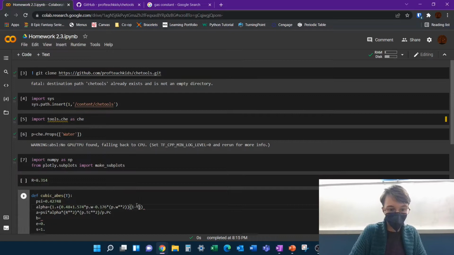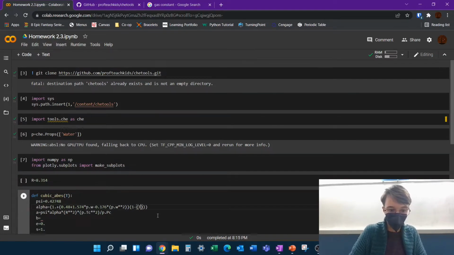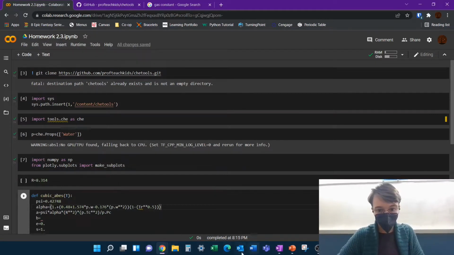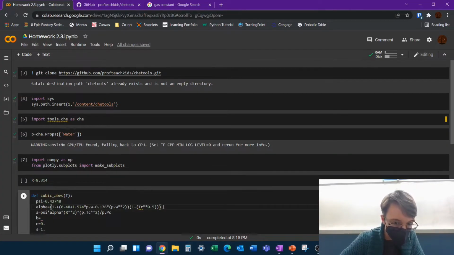1 minus TR, so we're going to have to define TR. Let's put that in parentheses just to make sure. Right. This. And then all of that squared. So let's make sure parentheses match up. So that one goes to there, that one goes to there, goes to there. And your multiplication sign in there. Alright, looks good.